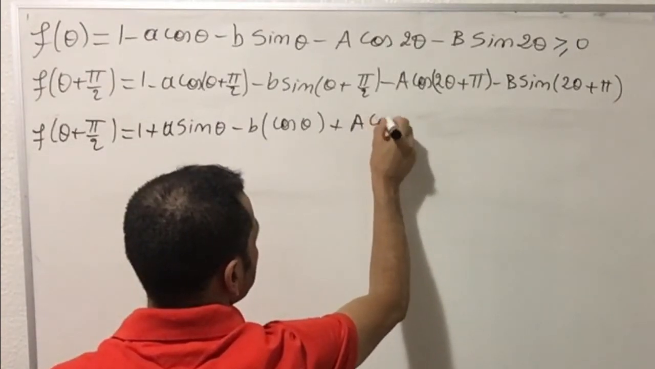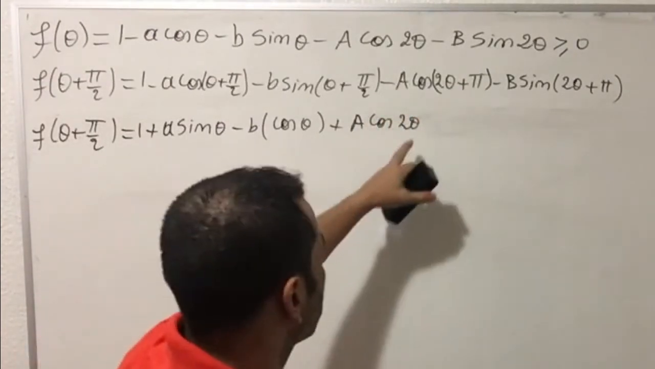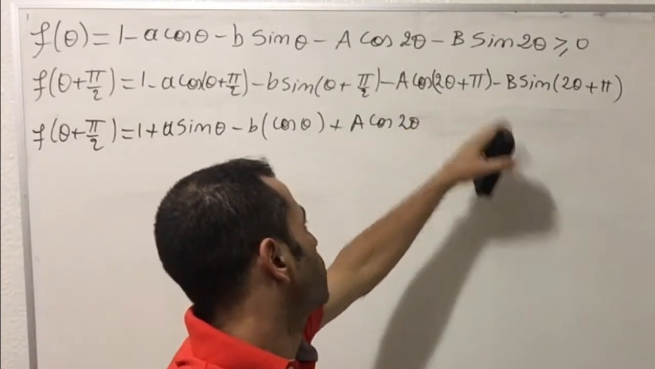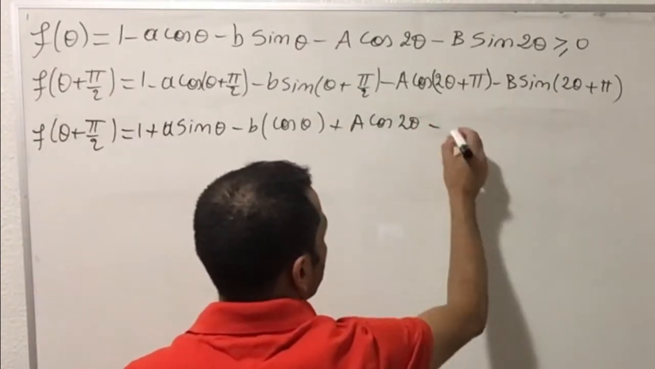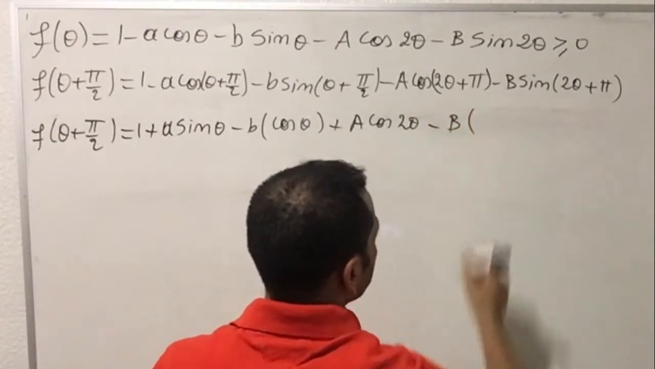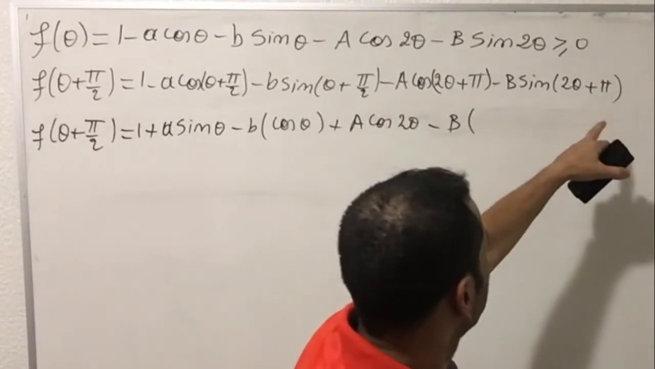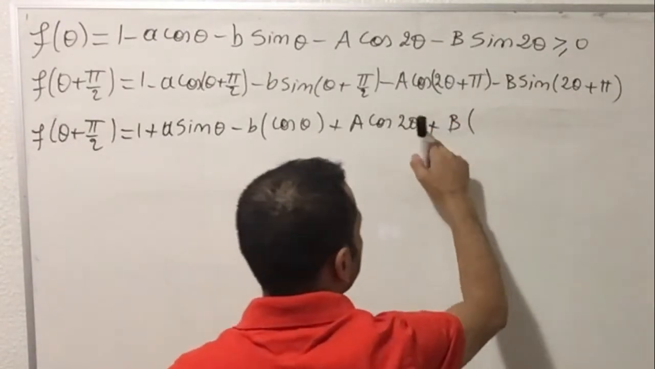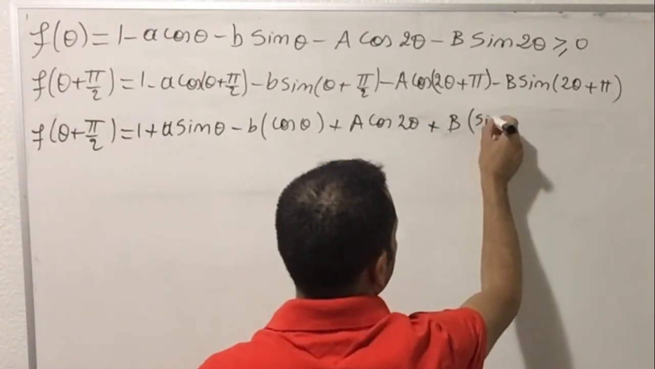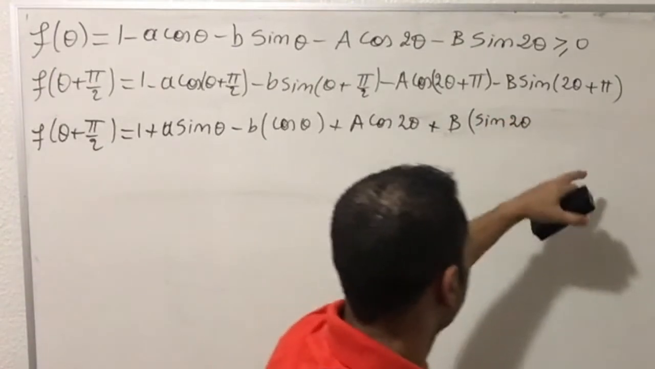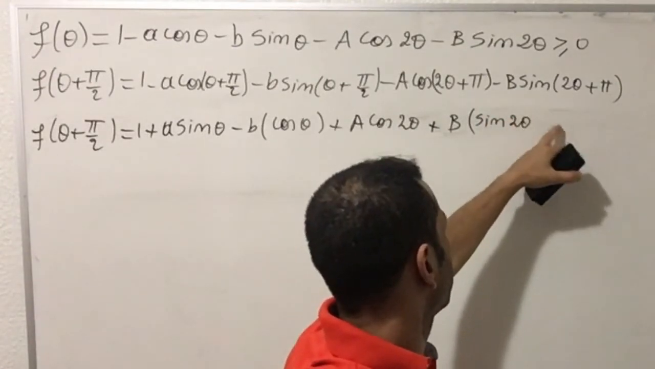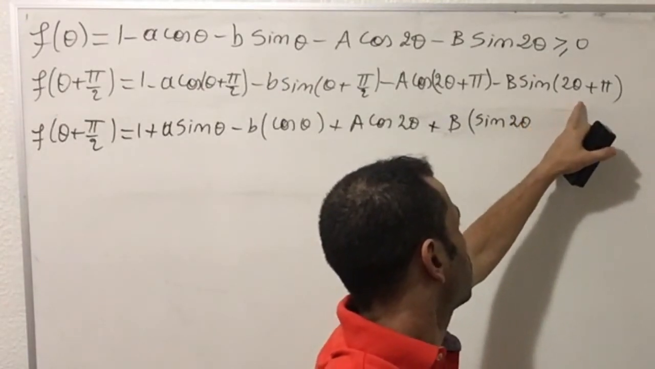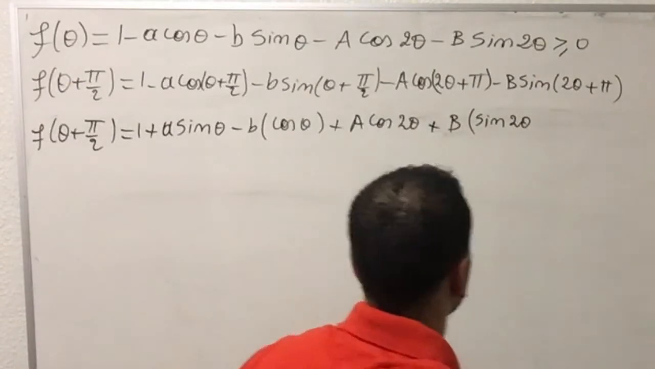a cosine 2 theta. The other term will be 0, because we will have sine 2 theta multiplied by sine pi. Sine pi equal to 0. So I will have the last term minus b. I have sine 2 theta multiplied by cosine pi. Cosine pi is minus 1. With this minus 1, it becomes plus. Okay? But with a sine 2 theta, okay? The other term will be 0, because I will have cosine 2 theta multiplied by sine pi. Sine pi equal to 0, okay?